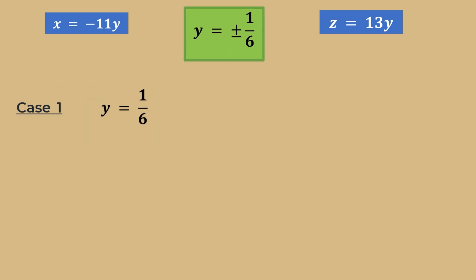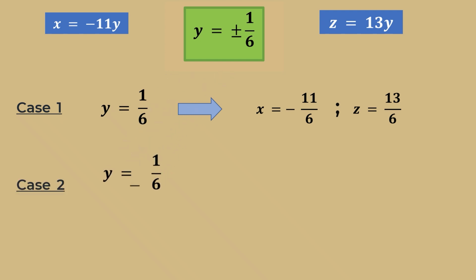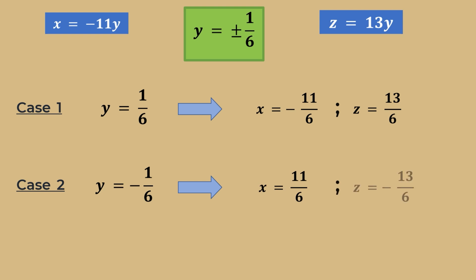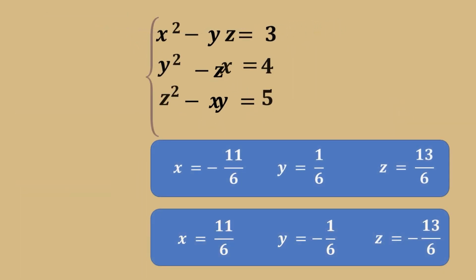For y equals positive 1/6, x equals negative 11 times 1/6, which is negative 11 over 6. z equals 13 times 1/6, which is 13 over 6. For y equal to negative 1/6, x equals negative 11 times negative 1/6, which becomes positive 11 over 6. z equals 13 times negative 1/6, which becomes negative 13 over 6. So the system has two solutions.